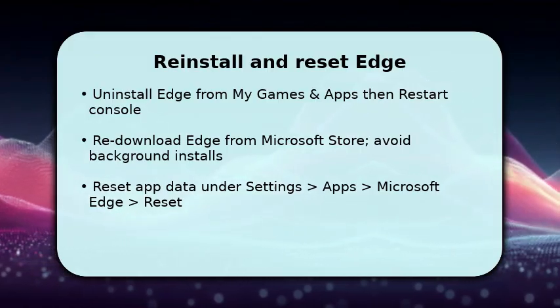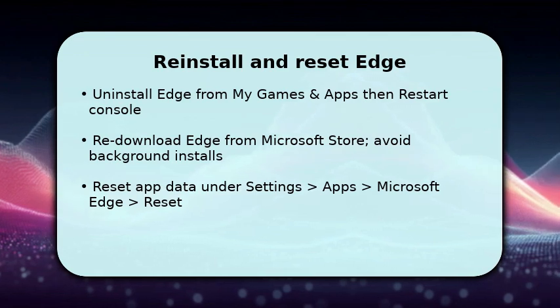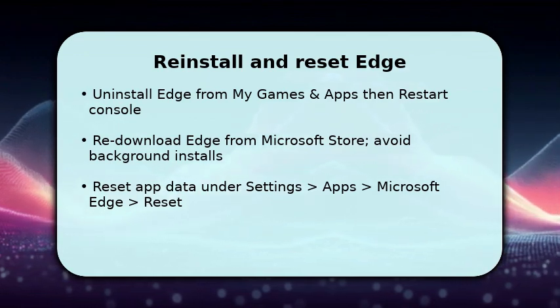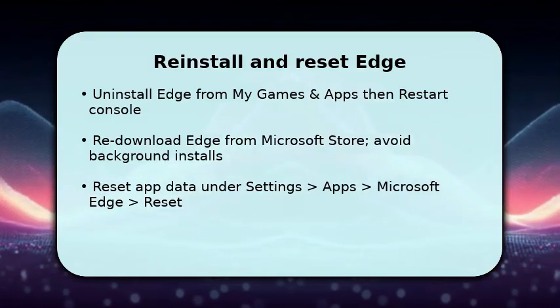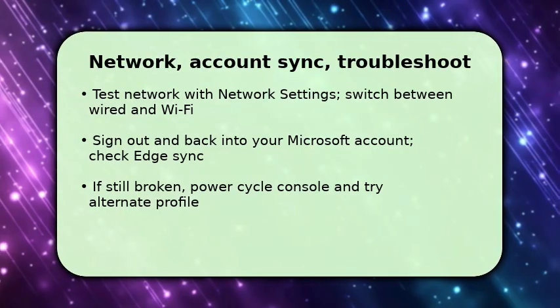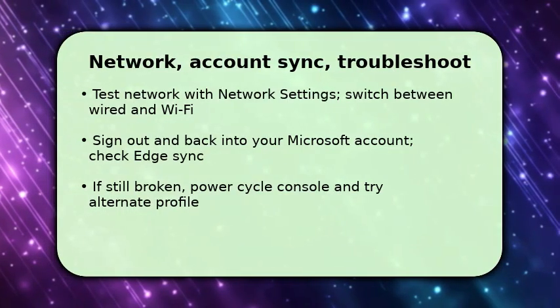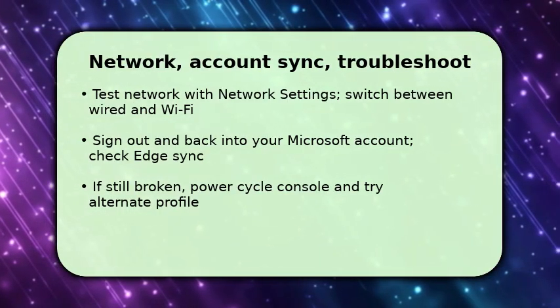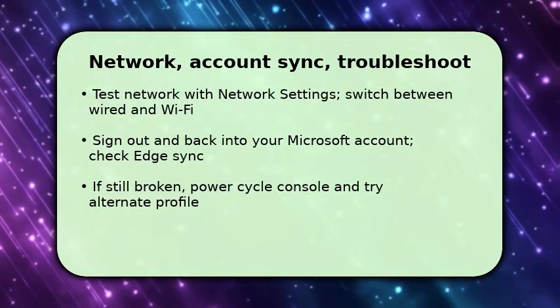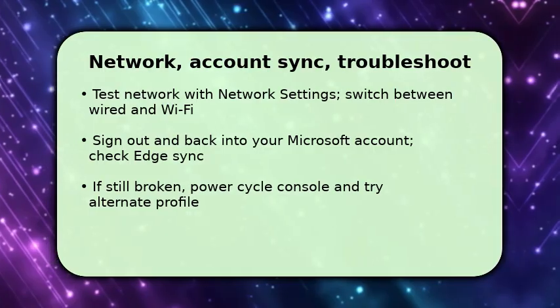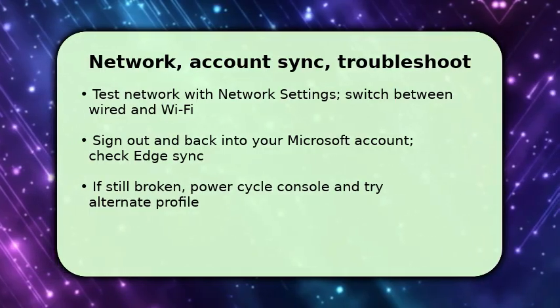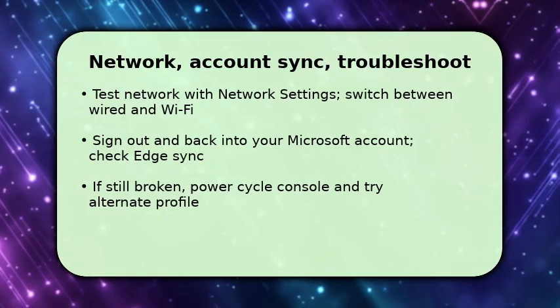This removes profile data and extensions that may corrupt the browser. These steps rebuild a fresh app environment and often resolve deeper software conflicts. Finish by verifying network and account factors that commonly break Edge. You should run network settings tests and, if possible, switch between wired and Wi-Fi to isolate connectivity issues. Slow DNS or NAT problems can block Edge services.